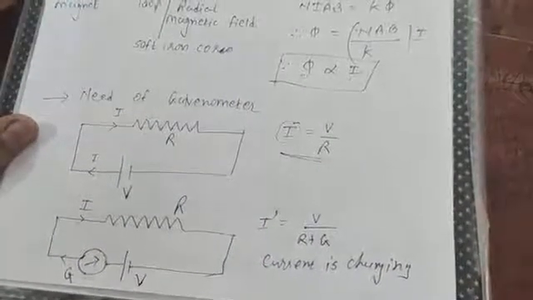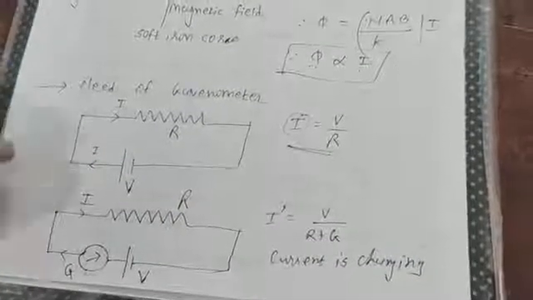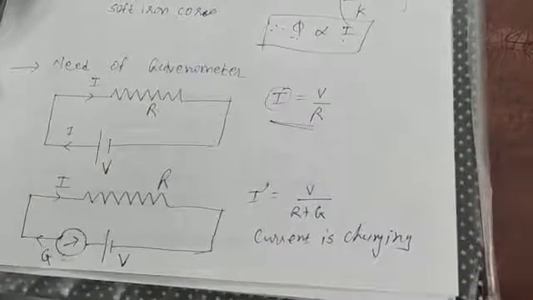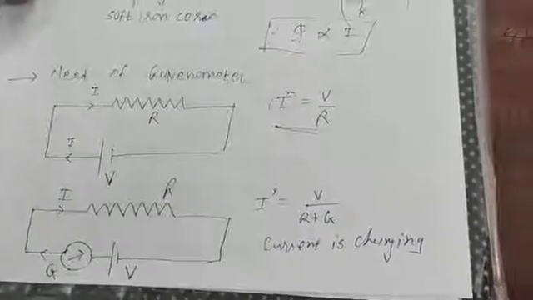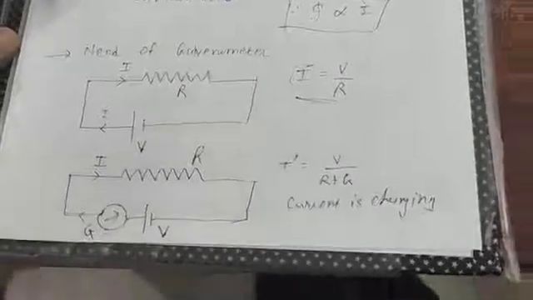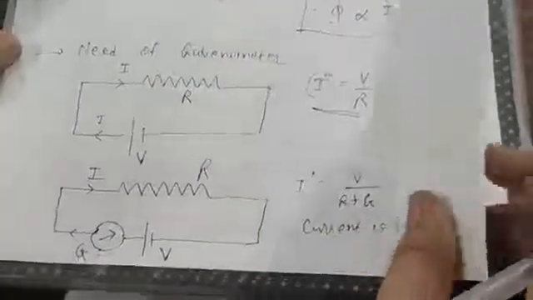Another reason that we can't use this galvanometer directly to measure the current: if this potential V is very high, then the current will also be very high. In that case all the current will flow through this galvanometer, and if the current is greater than the capacity of the galvanometer, then the galvanometer will be destroyed, burnt out. So we can't use a galvanometer directly as an ammeter or to find out the current.